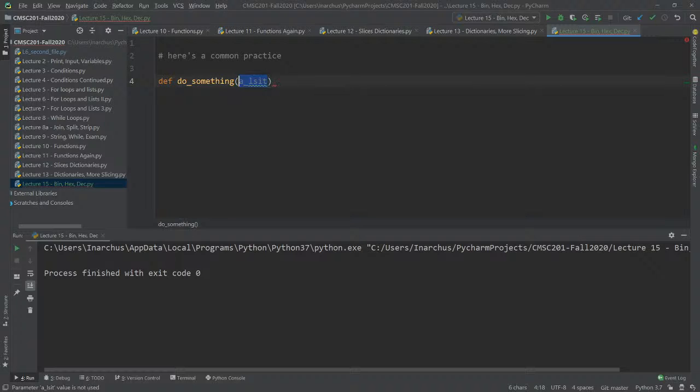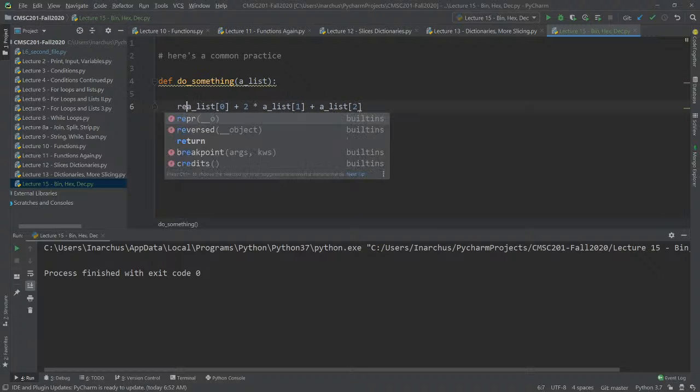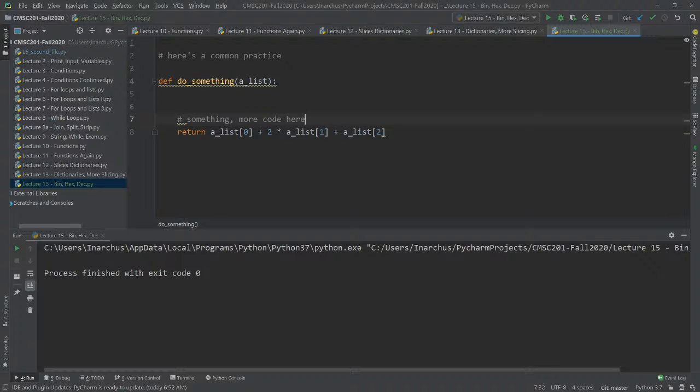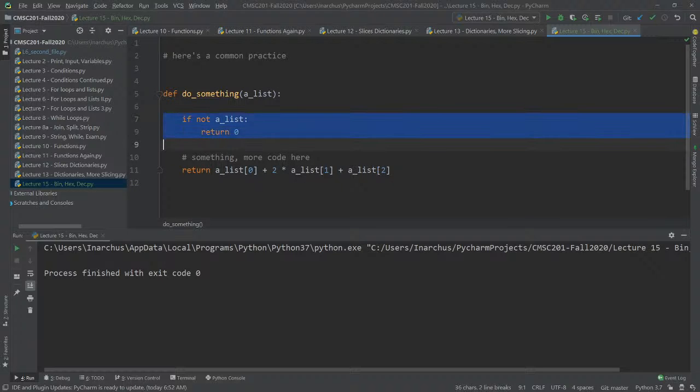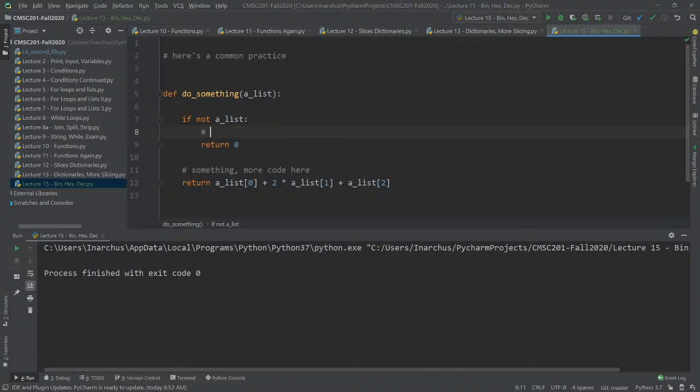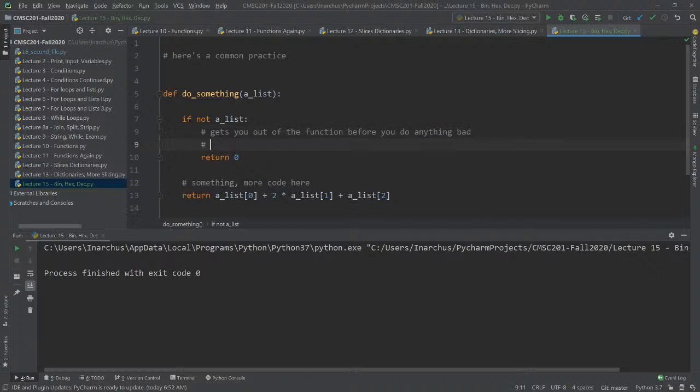And let's take a list. And then what we're going to do is say a list 0 plus a list 1, maybe 2 times, plus a list 2, right? We're going to return this. So this is the something, right? This is more code here. But let's say that you know that this is going to break if you don't have 3 elements in the list, so you can always just say, if not a list, return 0, for instance. This is a common practice, because this return gets you out of the function before you do anything bad. Anything bad could be accessing indices that don't exist, etc.